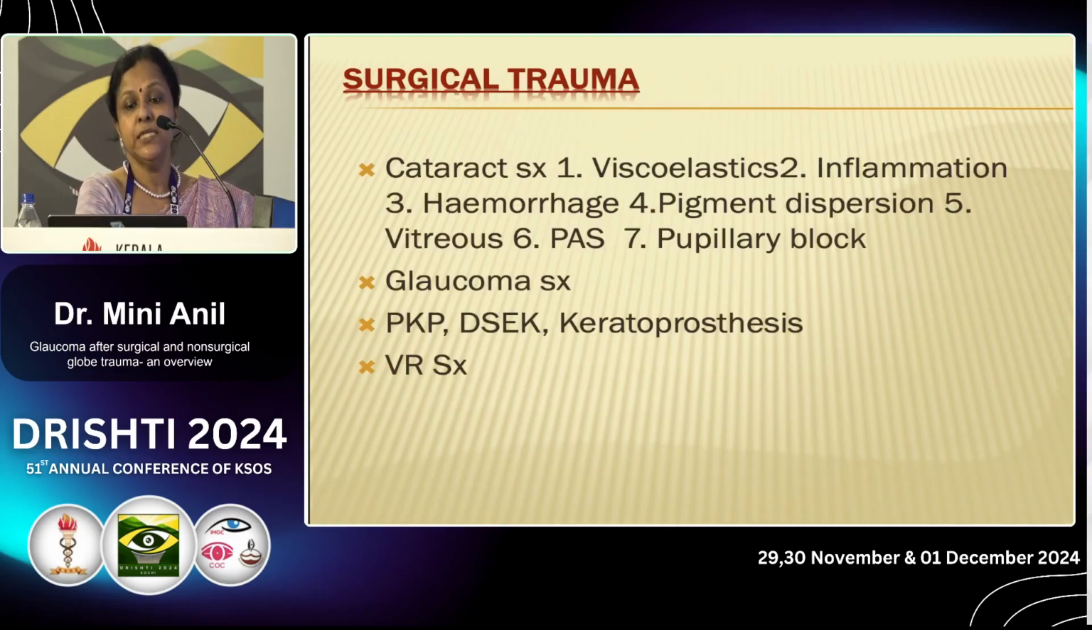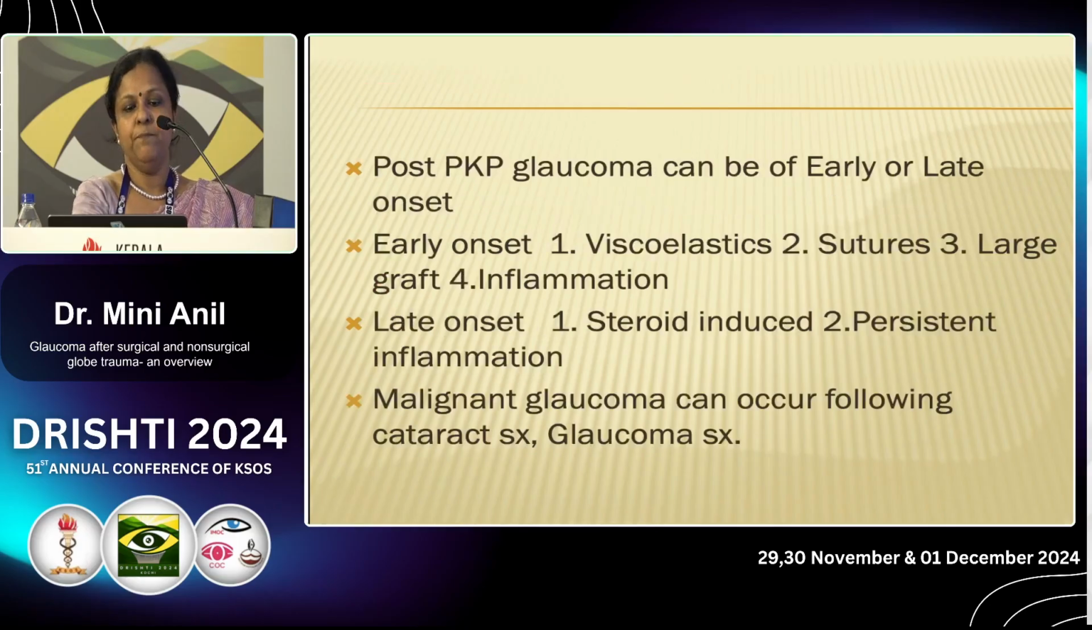Now coming to surgical trauma causing glaucoma. Cataract surgery can cause it due to retained viscoelastics, inflammation, hemorrhage, pigment dispersion, vitreous, peripheral anterior synechiae or pupillary block. Glaucoma surgery can also cause raised IOP, post-trab. Then post-PI also can cause raised IOP. Then penetrating keratoplasty, Descemet stripping, endothelial keratoplasty, keratoprosthesis and vitreoretinal surgery can also cause glaucoma postoperatively.